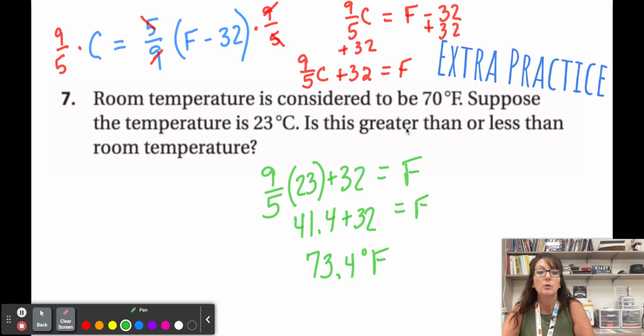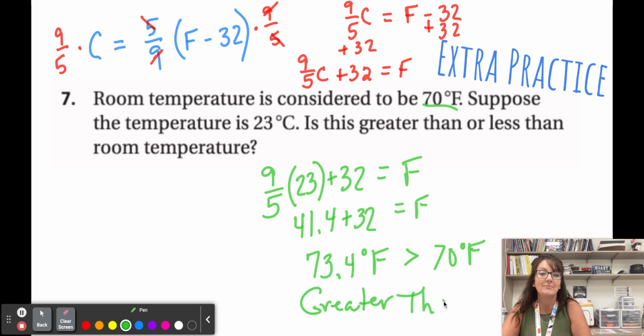Is that greater than or less than our room temperature? Well, it is greater than. This is greater than 70 degrees Fahrenheit. So the answer is greater than. Okay, there we go. And I'm ready to clear the work and move on.